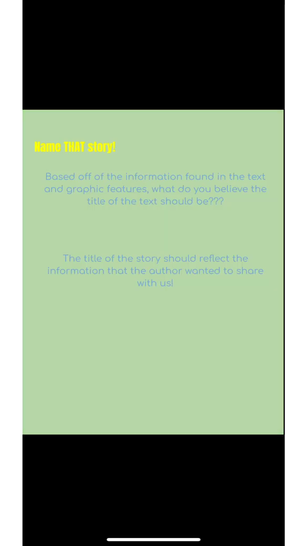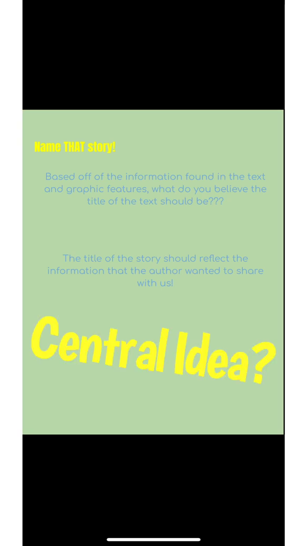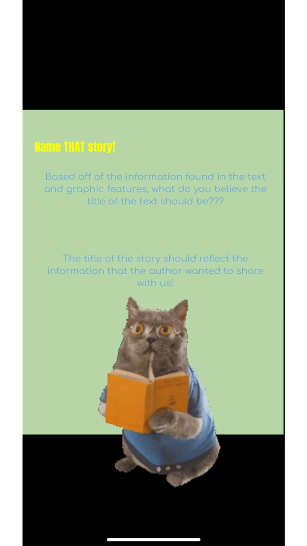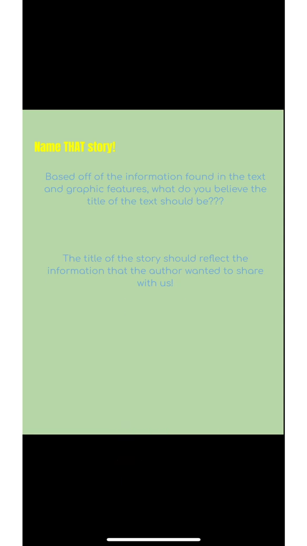Well, I know we haven't read the actual text or story. However, let's go ahead and name that story. Did we get enough information from those text and graphic features to help us find the central idea or possible central idea of that story? Based off of this information, what do you believe the title of the text should be? Now think of all 3 things that we've seen. And remember, the title of the story should reflect the information that the author wanted to share with us, the author's purpose.